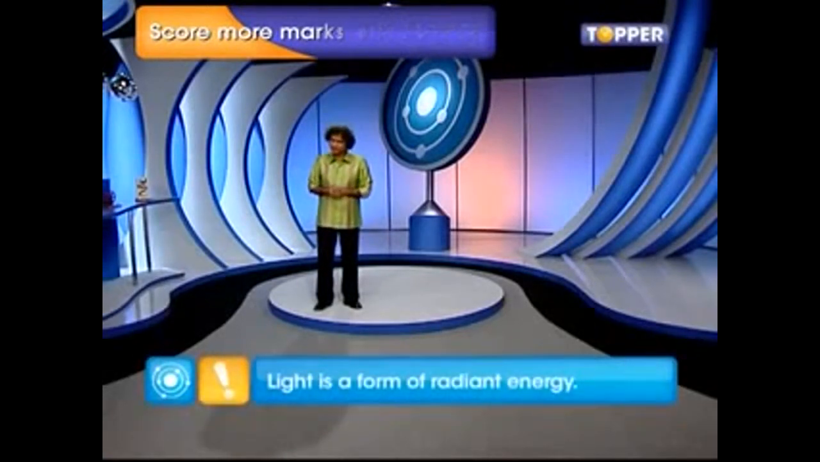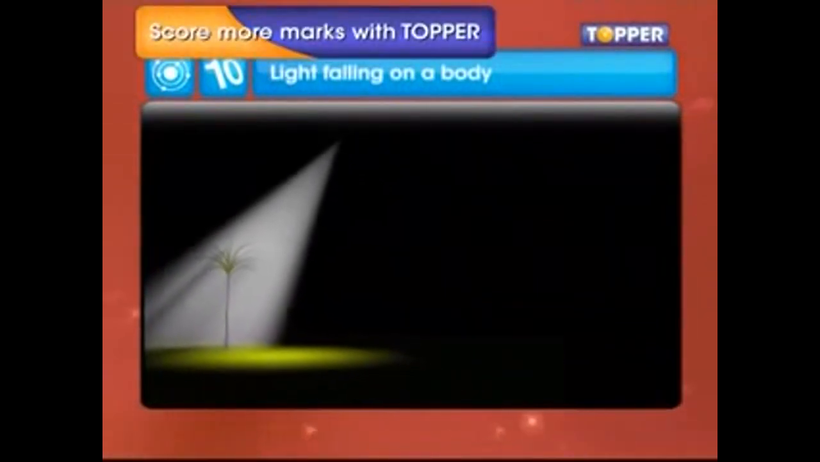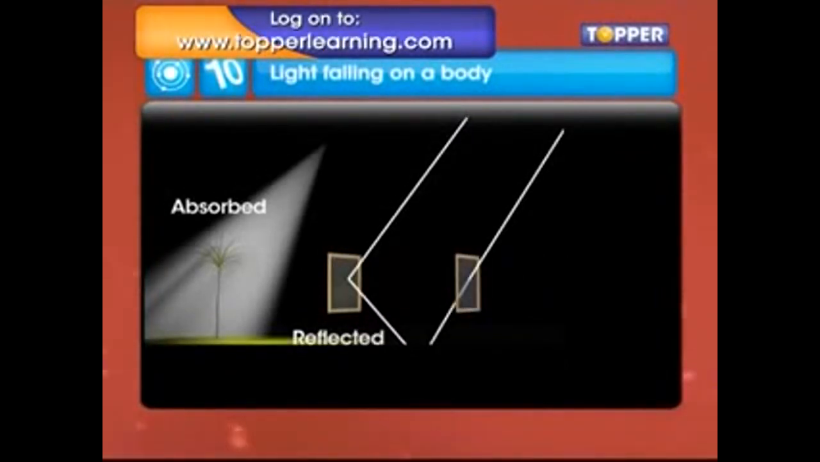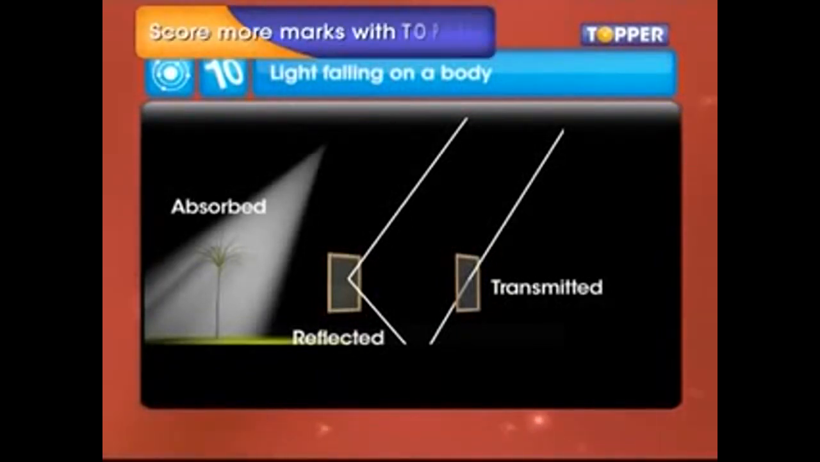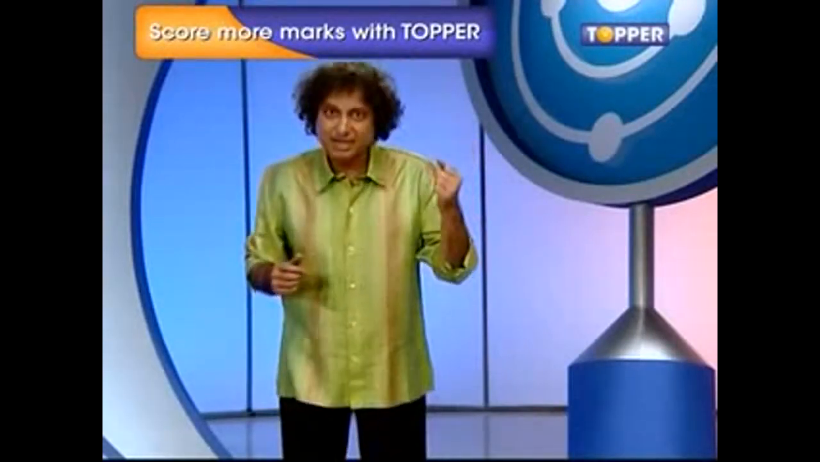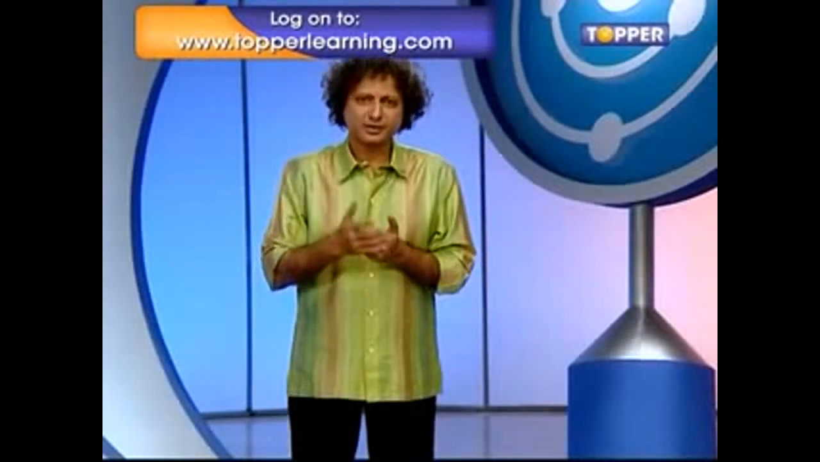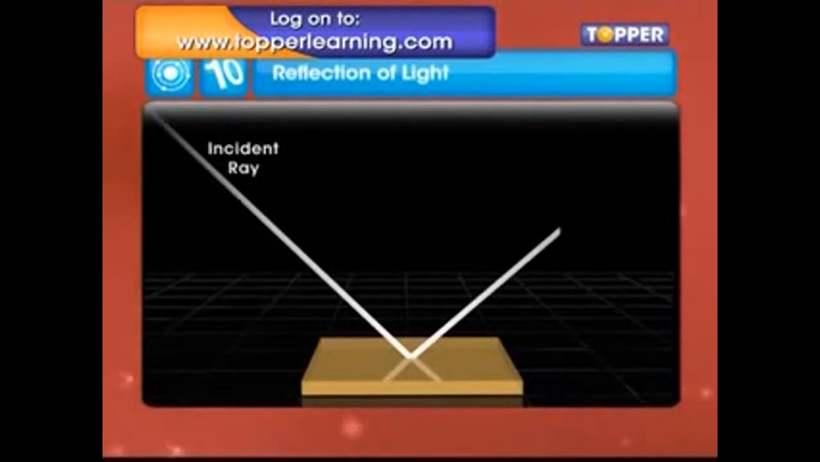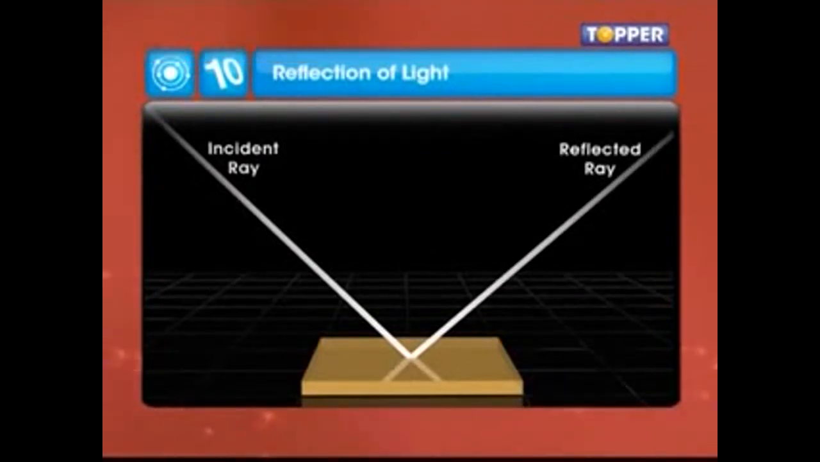Now, light is nothing but a form of radiant energy. When light falls on a body, it may either be absorbed, it may be reflected, or it may be transmitted through. When light travels through a medium like air and then encounters another solid or liquid medium like a man, a car, a book, or even a water surface, most of the light, after interacting with the boundary separating the two media, comes back to the first medium. This phenomenon is called reflection of light.